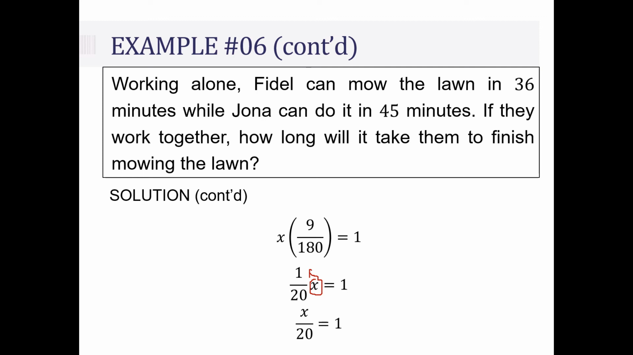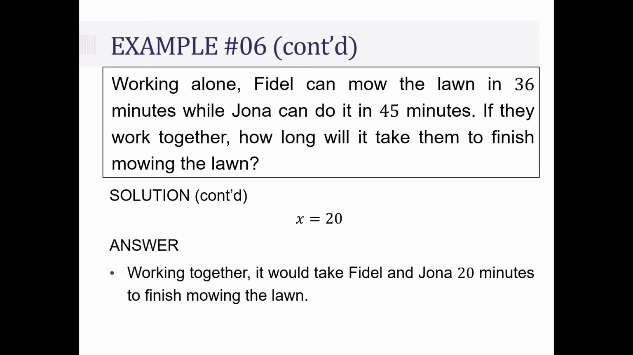Now, by cross multiplication, eto meron tayong 1 dito, di ba? Di ba any number ang kanyang denominator ay 1? So, by cross multiplication, that is just equal to x times 1 is x, 20 times 1 is 20. So, that is x equals 20. Therefore, our answer is, working together, it would take Fidel and Jonah 20 minutes to finish mowing the lawn.